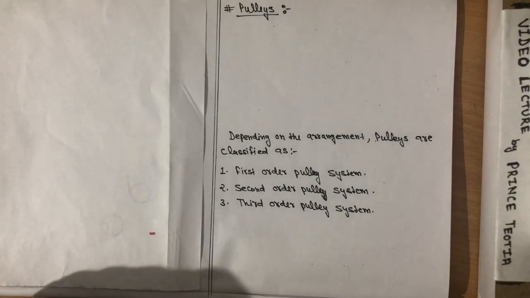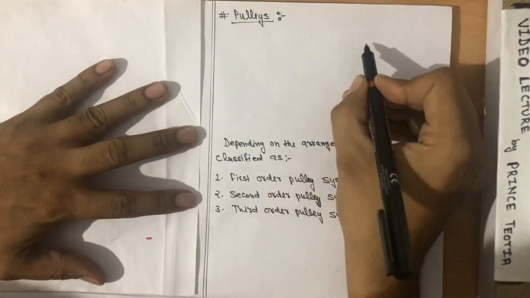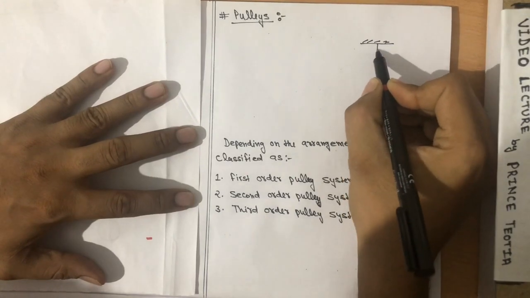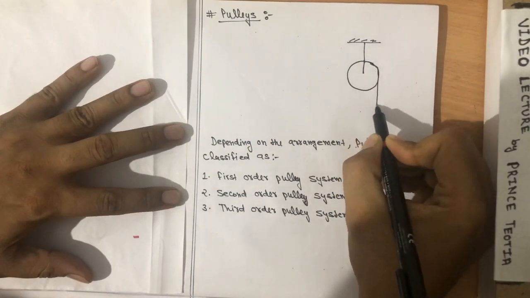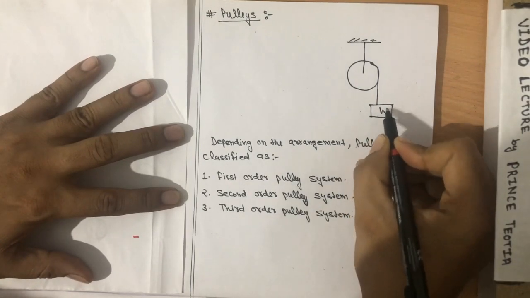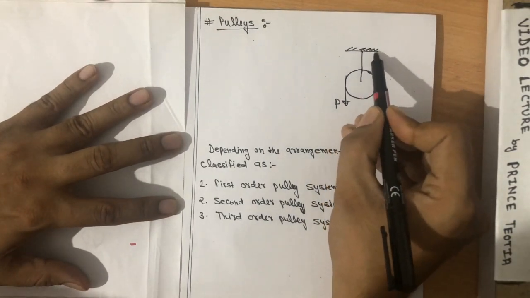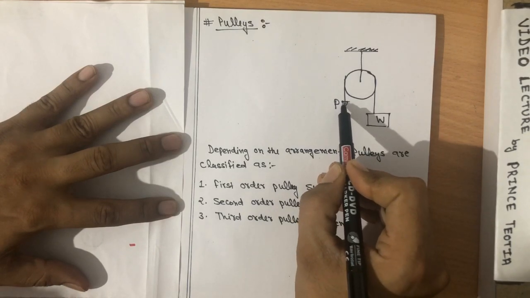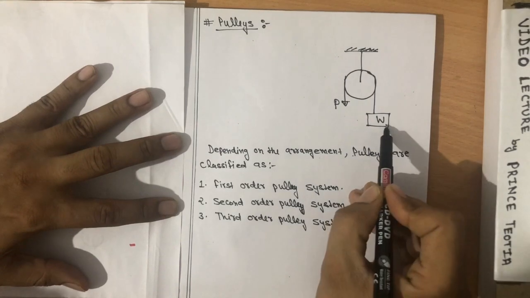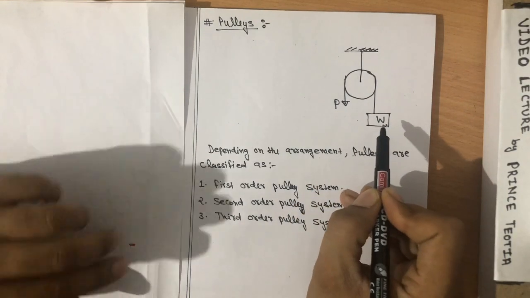Next topic is pulley. The pulley system we use to lift the load in a convenient manner. With the help of a pulley, we lift a load. Suppose this is one pulley. This is the load W, and we apply our effort P to lift this load. This is the single pulley system. If we apply the force, it will move in this direction and the load will lift upward. So the distance traveled by effort will be equal to the distance traveled by load.